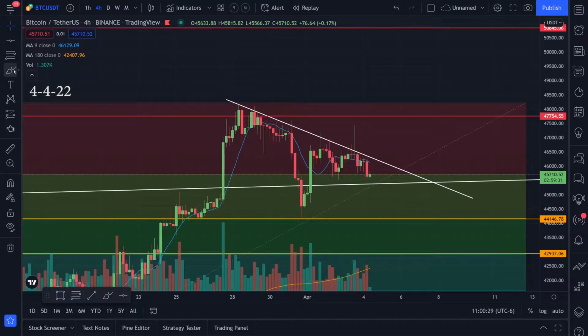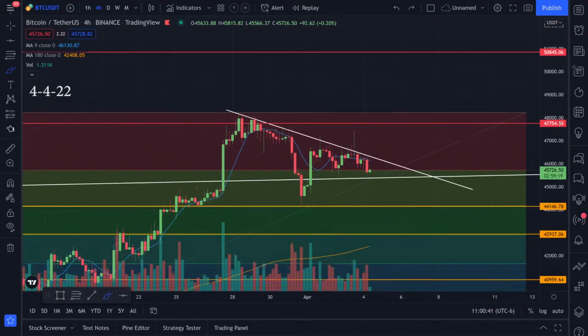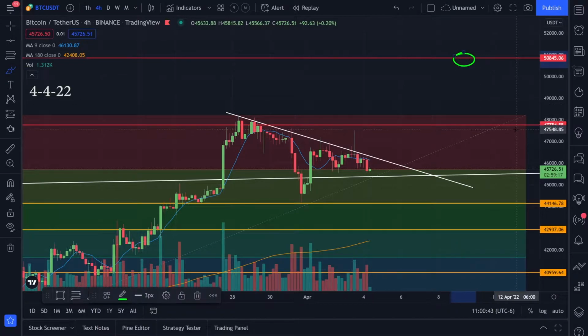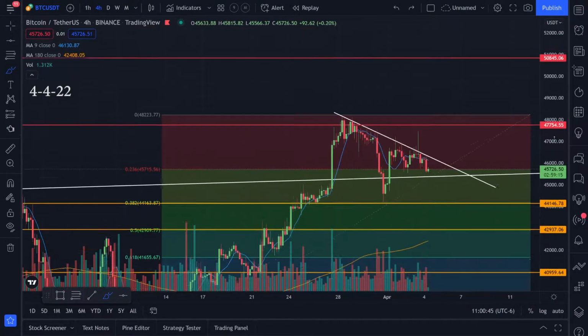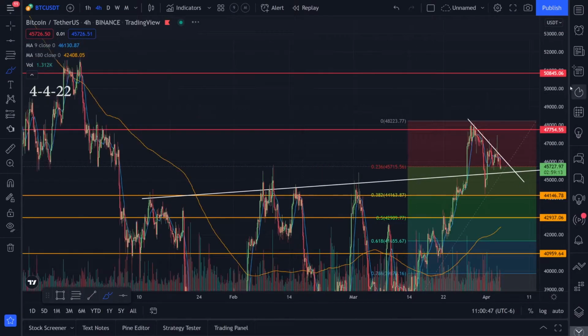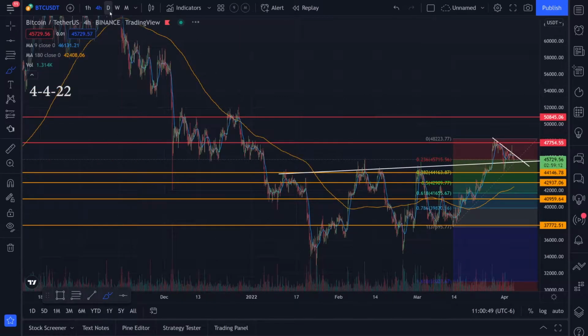What I want to see us do is break above this trend line, close the candle above it, and continue that green momentum going to the upside. The first target is going to be 47,754. If we could break above that, then I'm going to look for 50,845. And if we could break above that, I have another target, which is from the daily time frame.